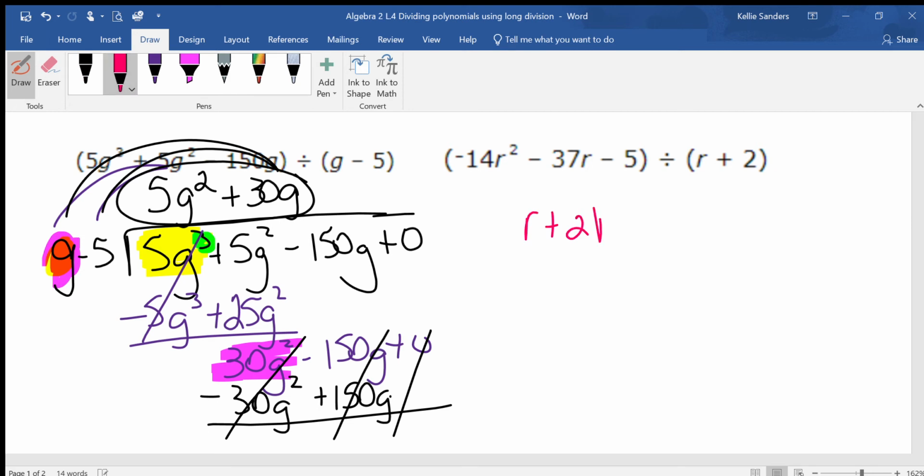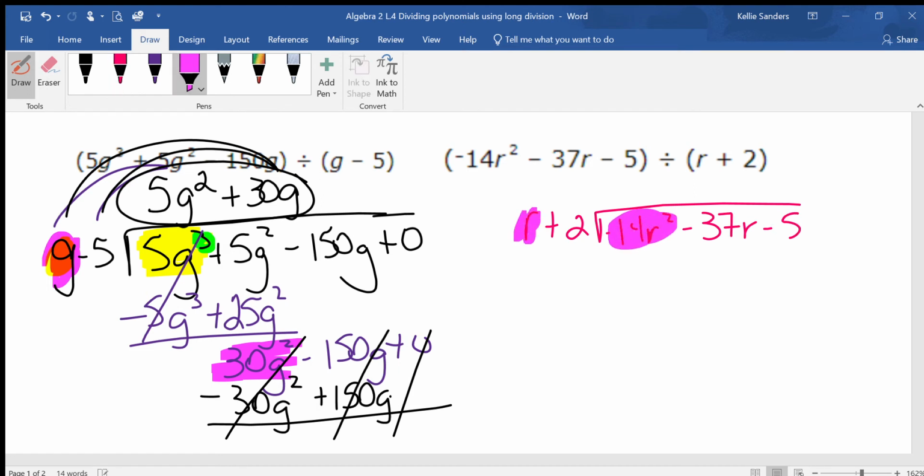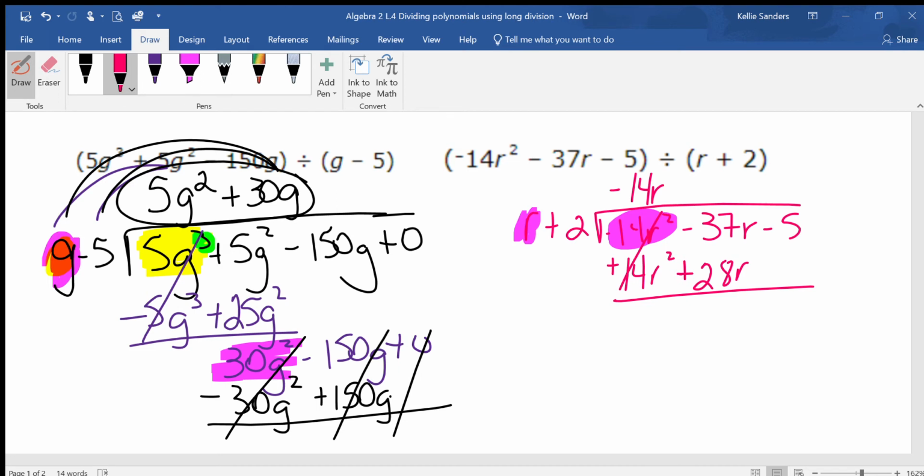R plus 2 going into negative 14r squared minus 37r minus 5. First and first, r times what is negative 14r squared, a negative 14 with another r. Then we multiply. Negative 14 times positive 2 is negative 28 with an r. Draw your line, change your signs, those go away. Negative 37 plus 28 is negative 9, r minus 5.